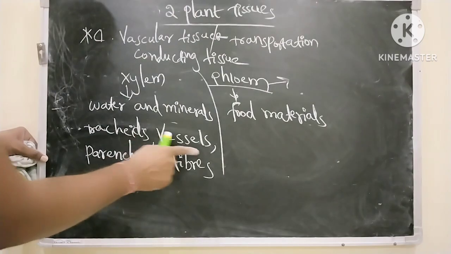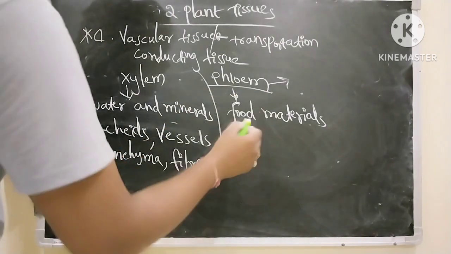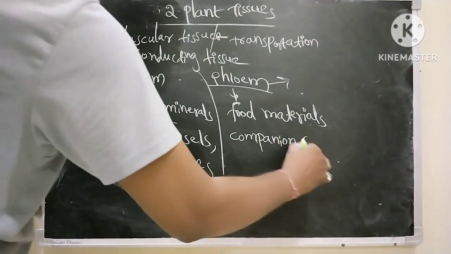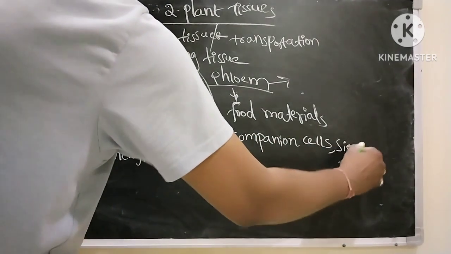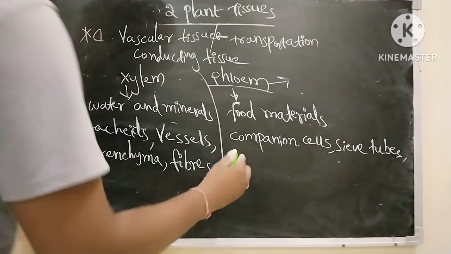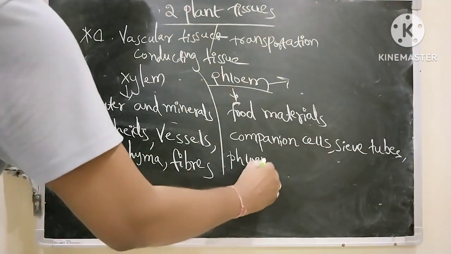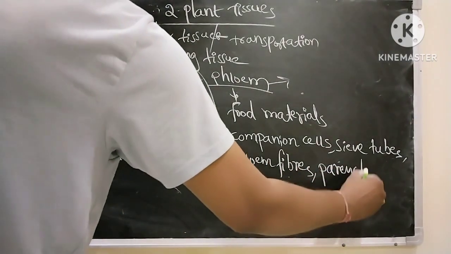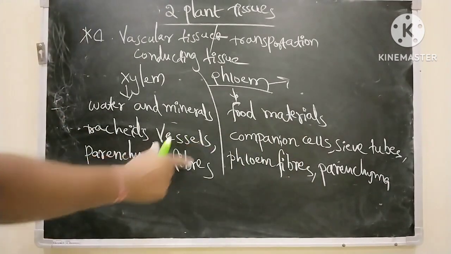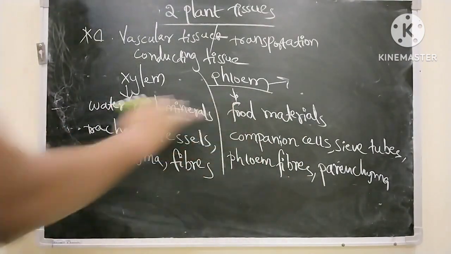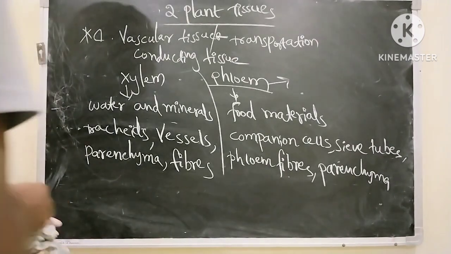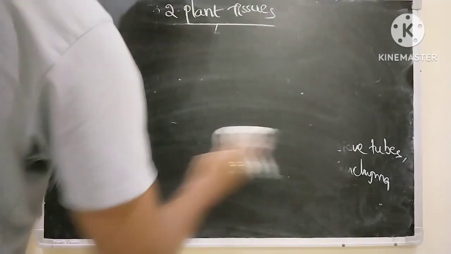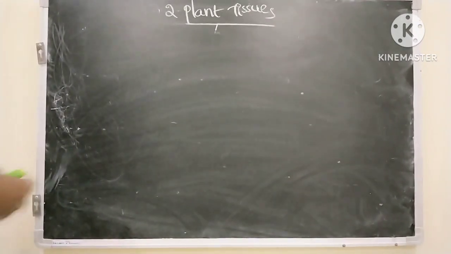Phloem contains companion cells, sieve tubes, phloem fibers, and phloem parenchyma. So these are the different types of cells present in xylem and phloem. Next, how the transportation is going on in plants through vascular tissue.